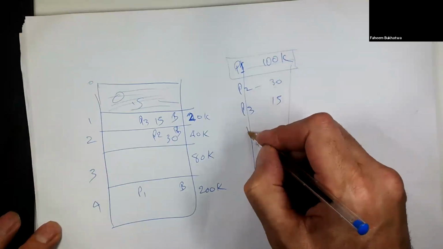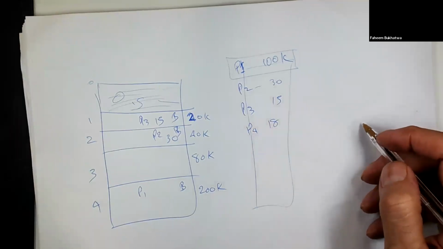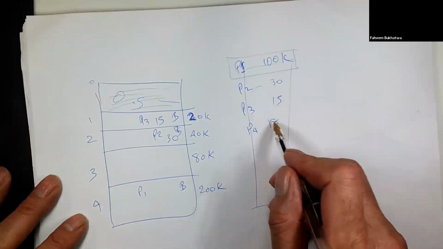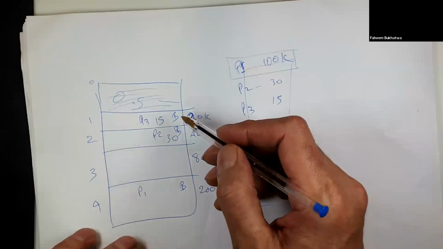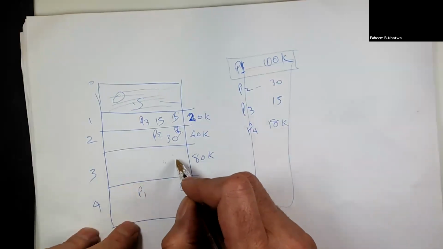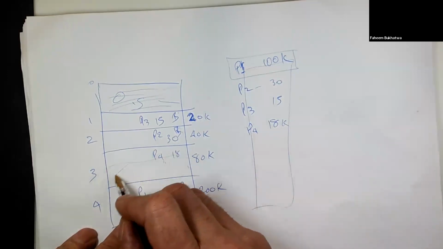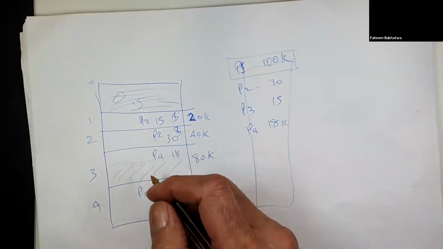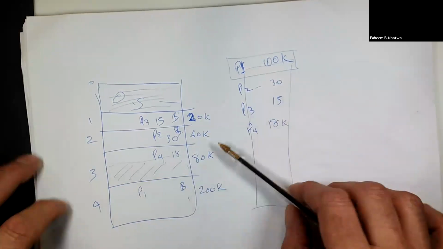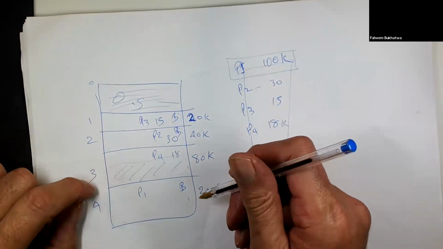Now we got program number 4, 18. Where would we allocate program 4? It needs 18K. Block 3, because these are busy, and it will fit in this one. So program number 4 is 18. And there's a lot of internal fragmentation in this one, right? A lot of space. They all had a bit of internal fragmentation. Right.